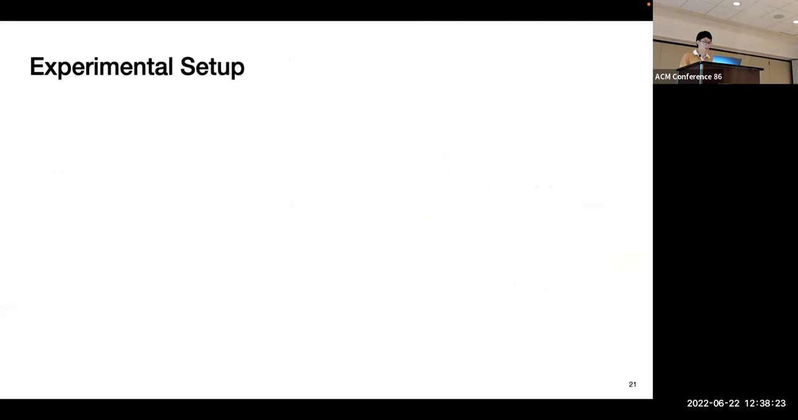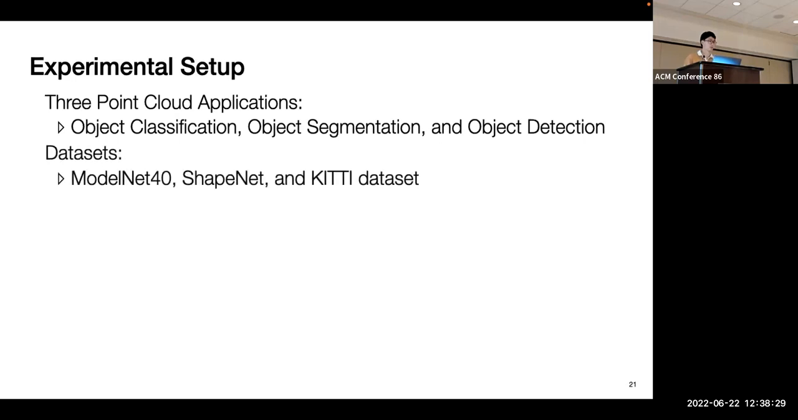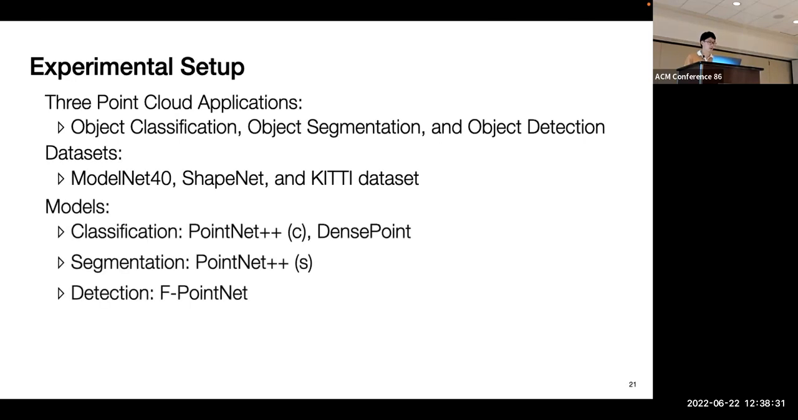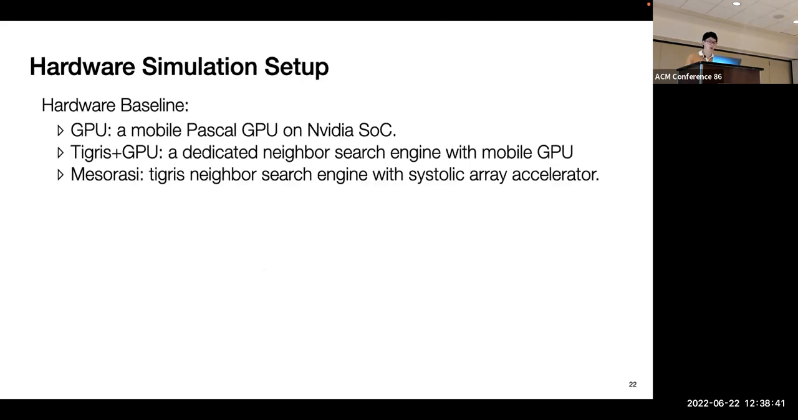Here's the experimental setup. We evaluate three point cloud applications with three data sets. In our evaluation, we evaluate four point cloud DNN models. We will also open source our code on GitHub. And here's the hardware simulation setup. We compare against three hardware baselines: a mobile GPU, Tegra plus mobile GPU, and Mesorasi.